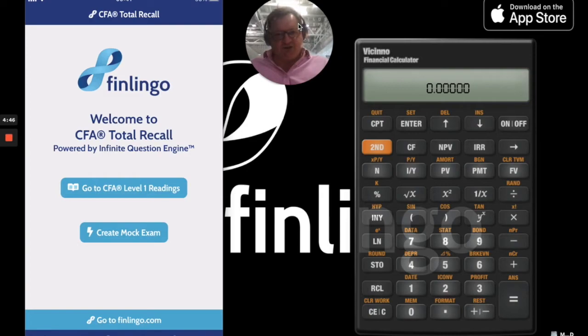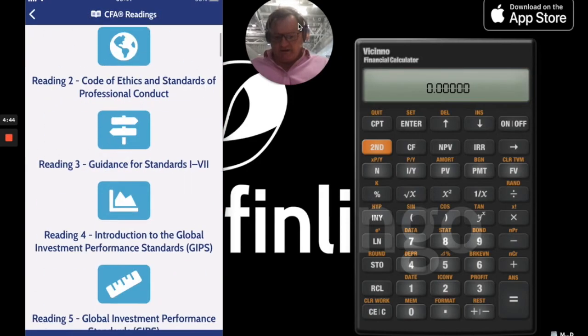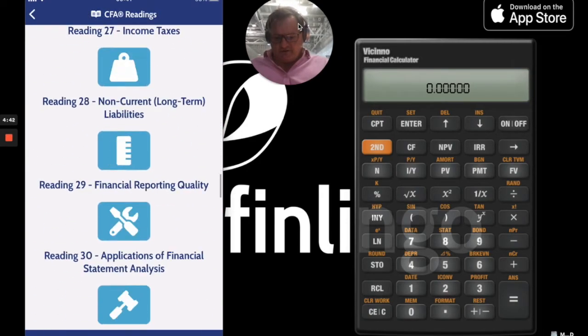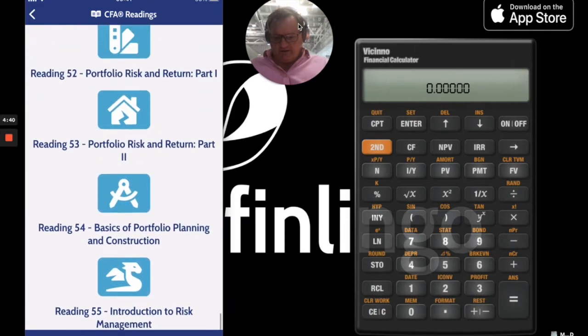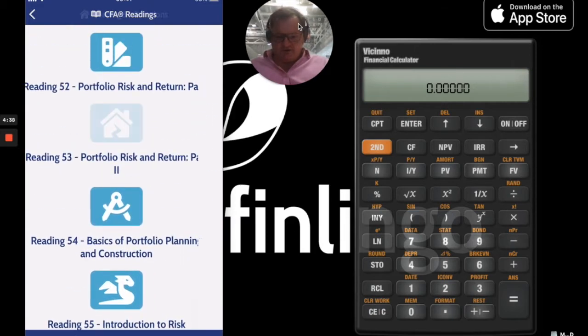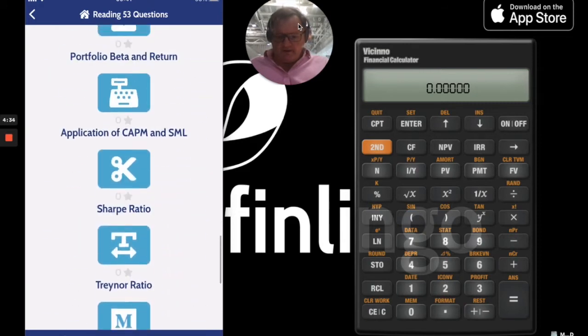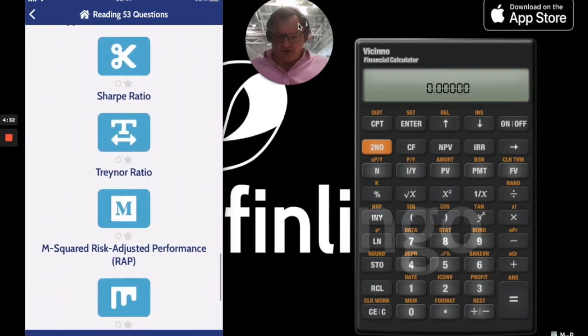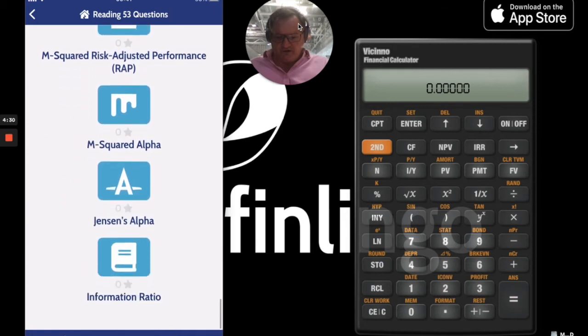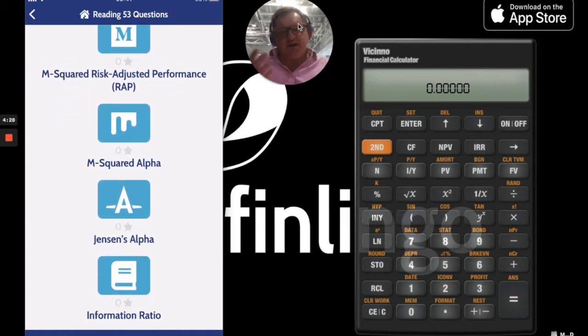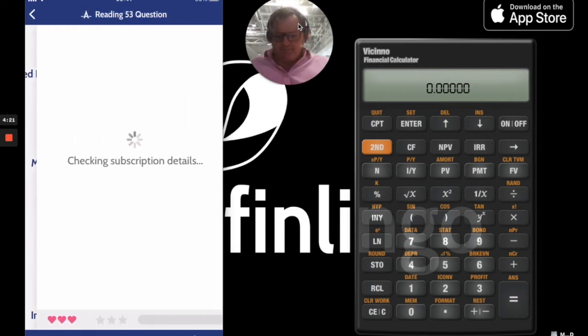I need to get to reading 53 in the CFA Level 1 curriculum for 2020, and that is Portfolio Risk and Return Part 2, and it's right down the bottom of there, way beneath the Sharpe ratio. There's the Sharpe ratio and the Treynor ratio right near the bottom. I hope you like the kind of avant-garde feel with the icon there, sort of 1930s feel. Let's get into it.